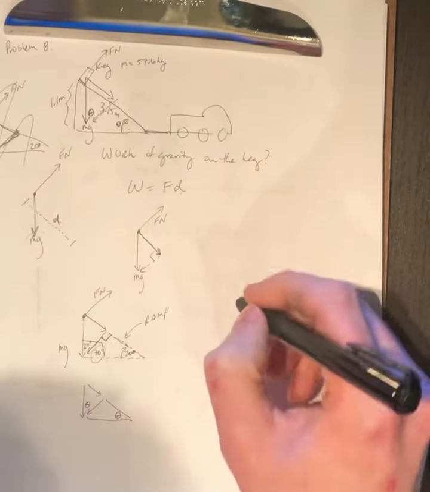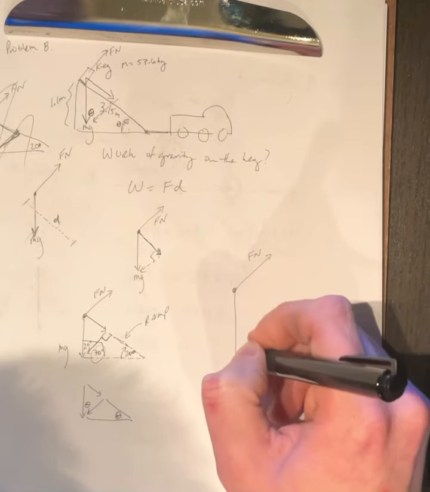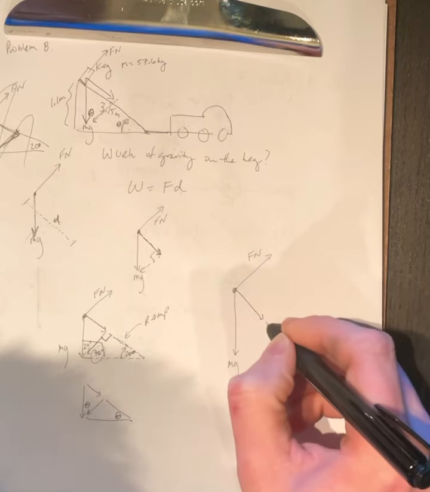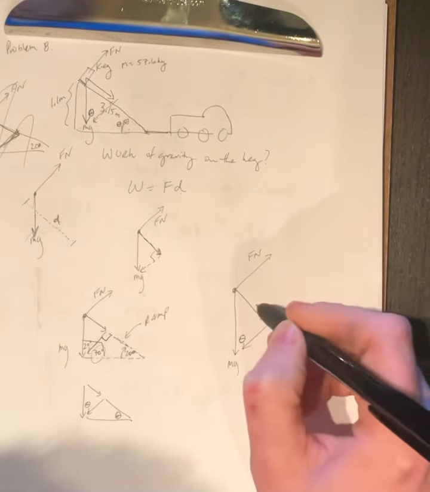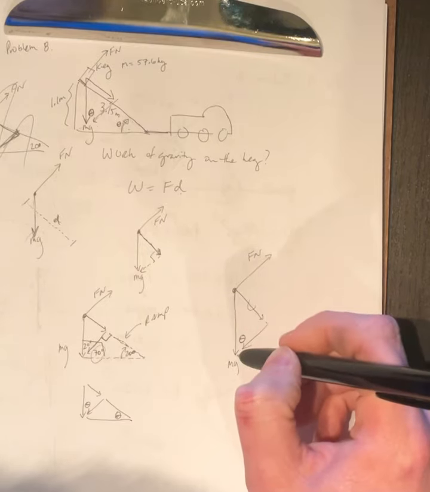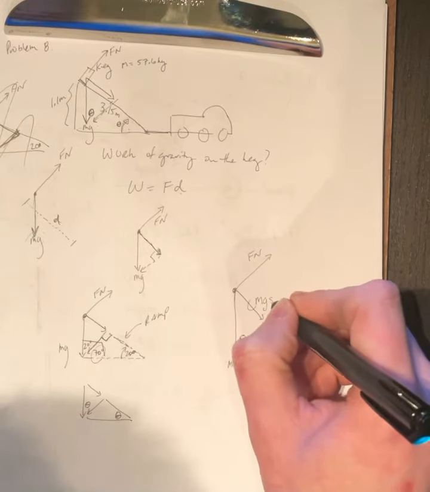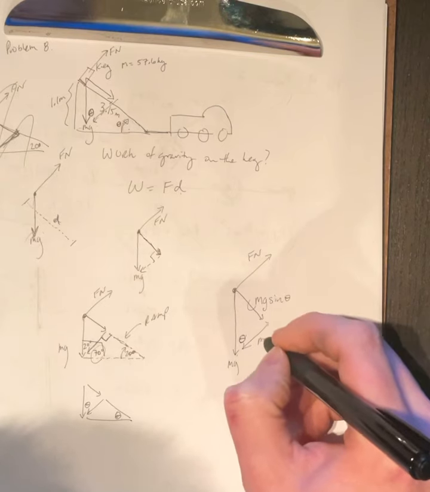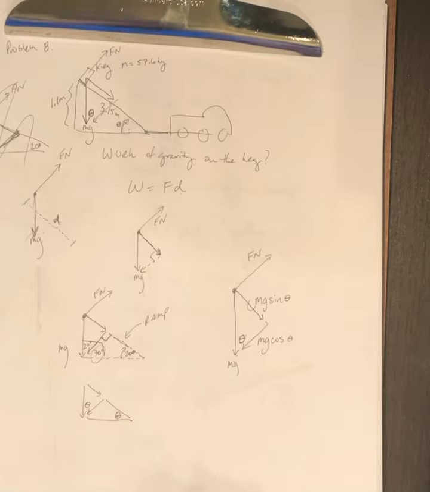So this angle here has to be theta. So how would we describe this component here? If this is mg, this is opposite, so this must be mg sine theta. And this is adjacent to the angle, so this is mg cosine theta.